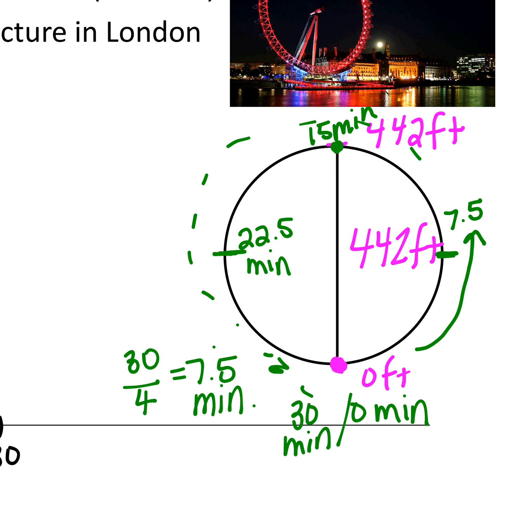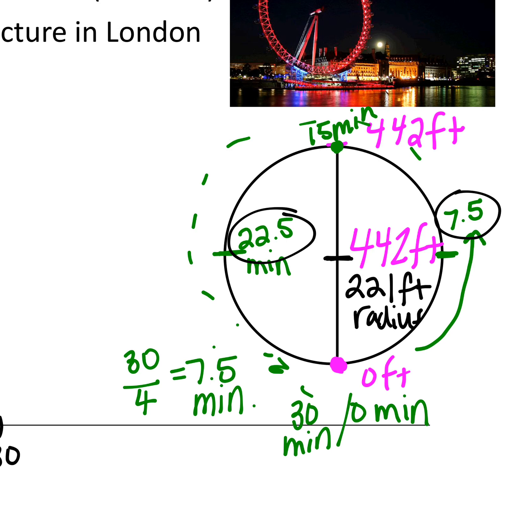Well, we care about halfway because of these points right here. So you're really looking for the radius of your Ferris wheel. To get there, 221 feet is your radius. Okay, so hopefully this makes sense.